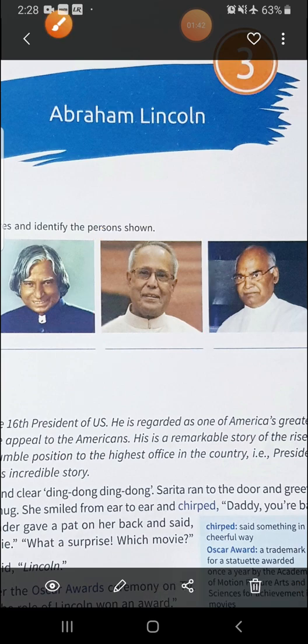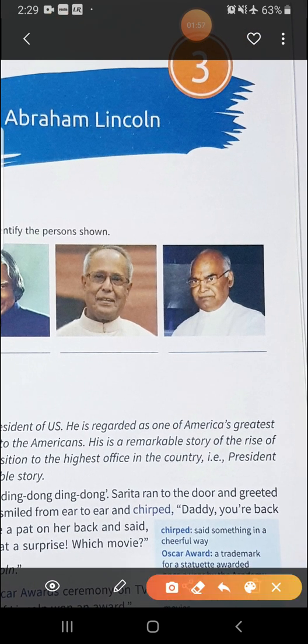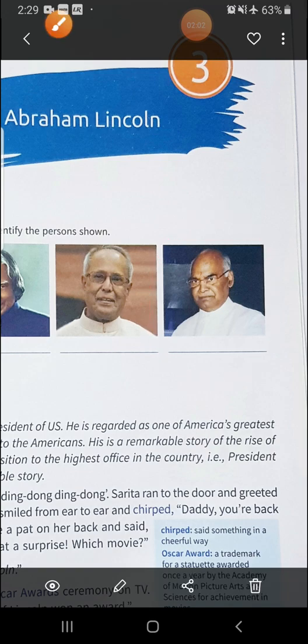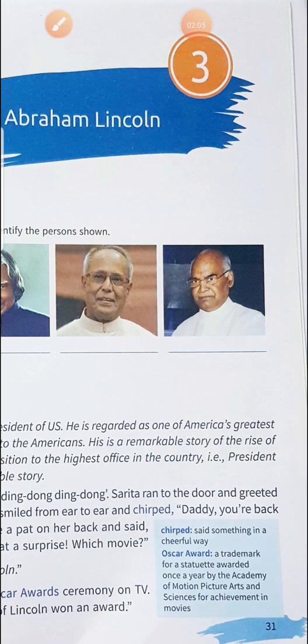Yes, he is Pranab Mukherjee. He is the 13th president and he served our nation from 2012 till 2017. And who is this fourth person? Yes, I know you all know about him. He is Ramnath Kovind. He is our 14th president of India and from 25th July 2017 till now he is serving as the president of our nation.